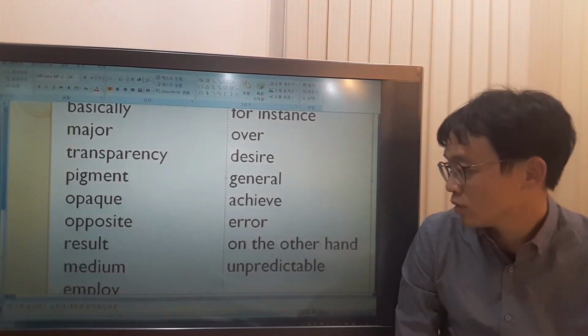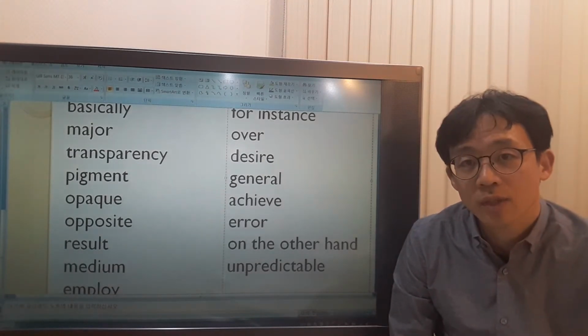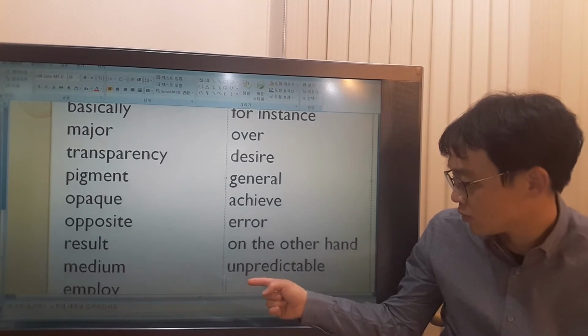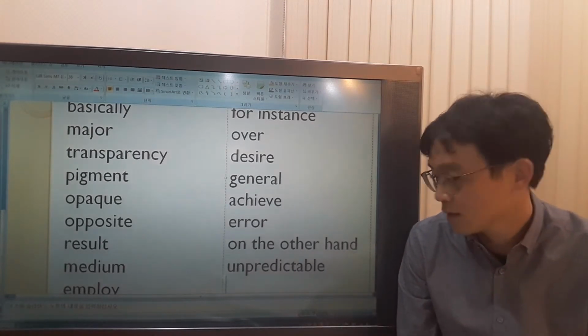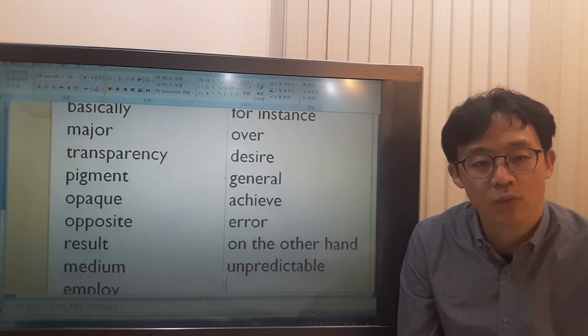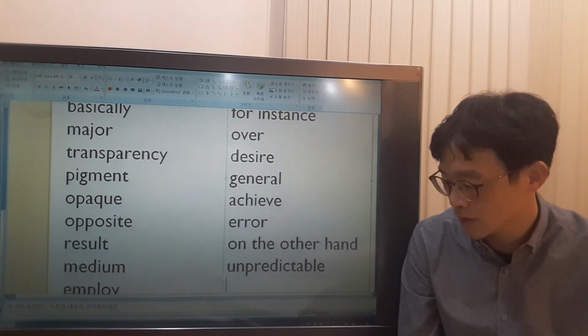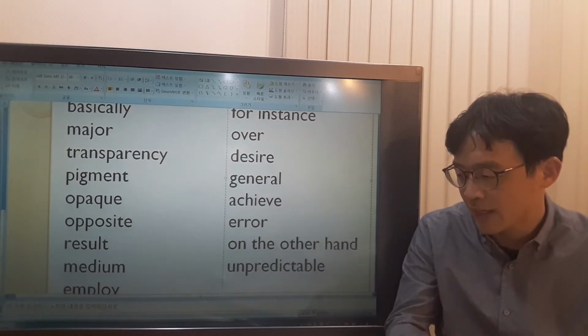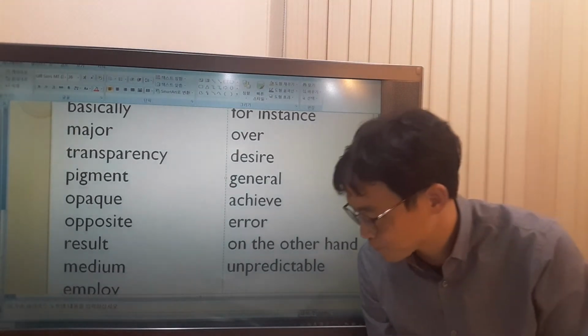Predict means to say something beforehand, before it happens. Pre means before. Dict means say. Unpredictable means you can't say what will happen. You can't. So it's difficult to expect what will happen. Okay?